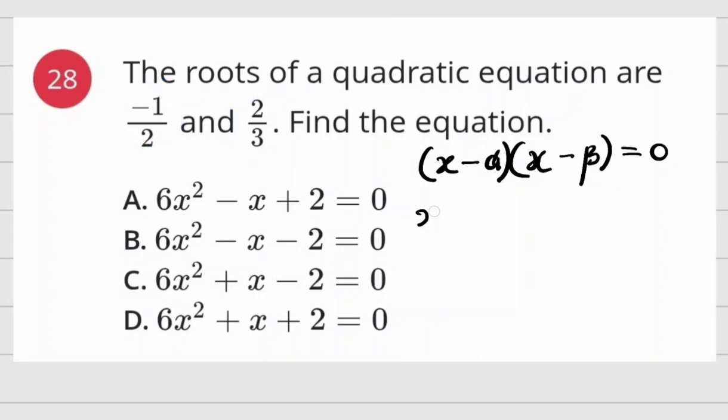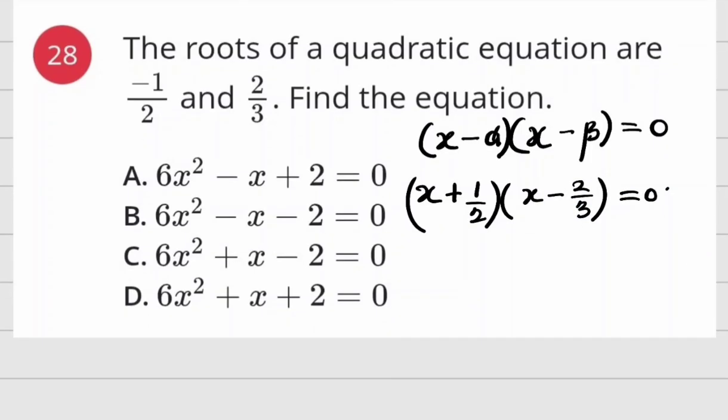So we can say that x minus of minus 1 over 2 will give us plus 1 over 2, into another x minus 2 over 3 is equal to 0. So we can write this factor as 2x plus 1 over 2, and then this one as well, because of this 3, we multiply this. We can as well say this 2 multiplies this. So we have 3x minus 2 all equal to 0.